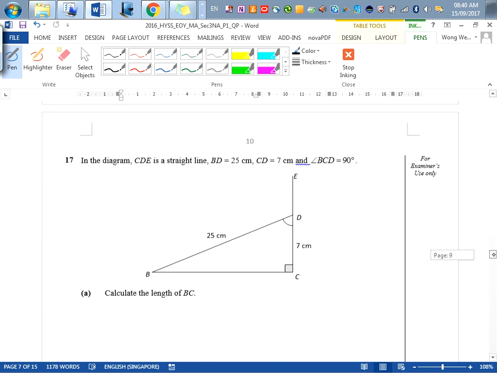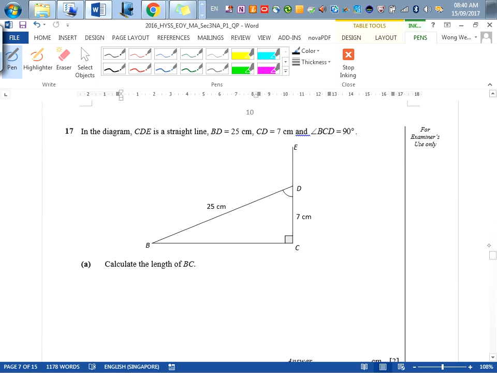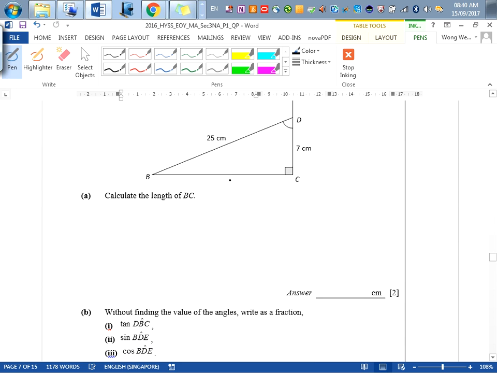Now question 17. In the diagram, CDE is a straight line. This one is a straight line. BD is 25 cm. Here we have 7 cm, and over here we have 90 degrees. It is a right angle triangle. Calculate the length of BC. This part over here. How to do that? Okay, BC. How? Pythagoras theorem. Any other ways to find it? So what will you use? Sine, cosine, or tangent? You want to use cosine.